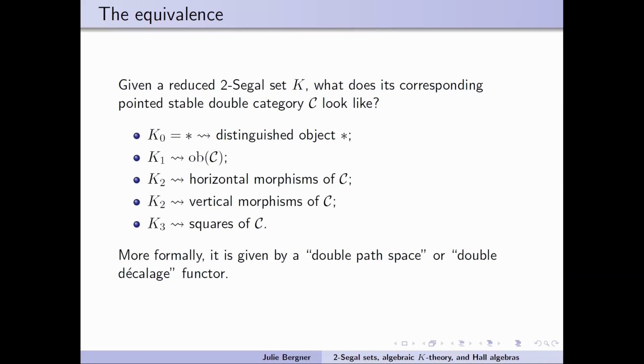And now, in an abstract way, the horizontal and the vertical morphisms are both, if I just look at them as sets aside from any structure, given by the set K2 of two-simplices. As we'll see, they're going to behave rather differently from each other in their structure. And then K3, the three-simplices, are going to determine the squares. So more formally, this is what's called a double path space, or a double Dyckerhoff construction. So if you've seen that, that's what's going on here.